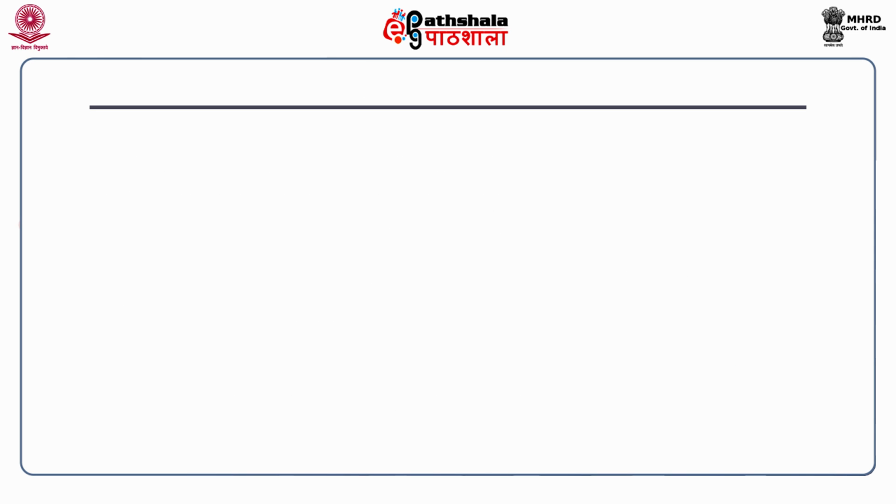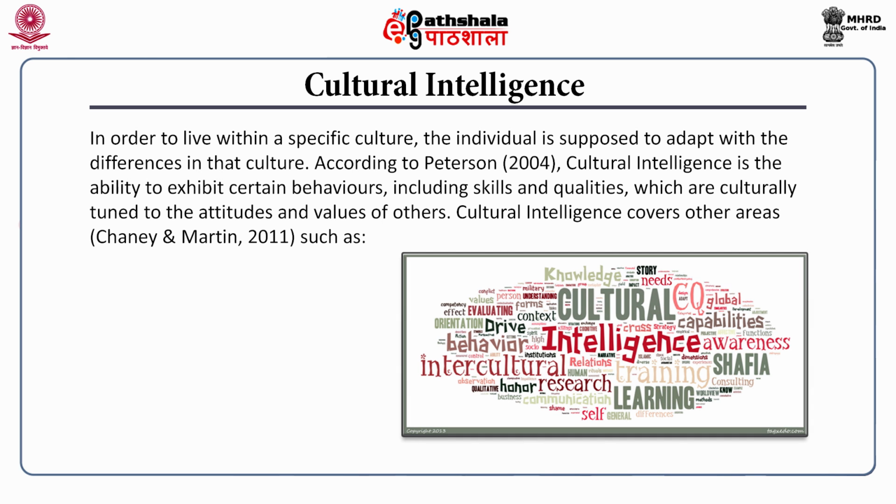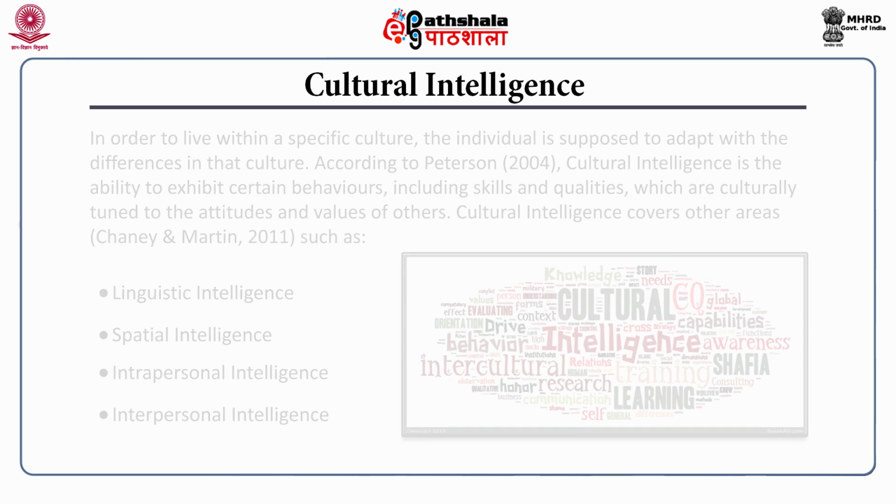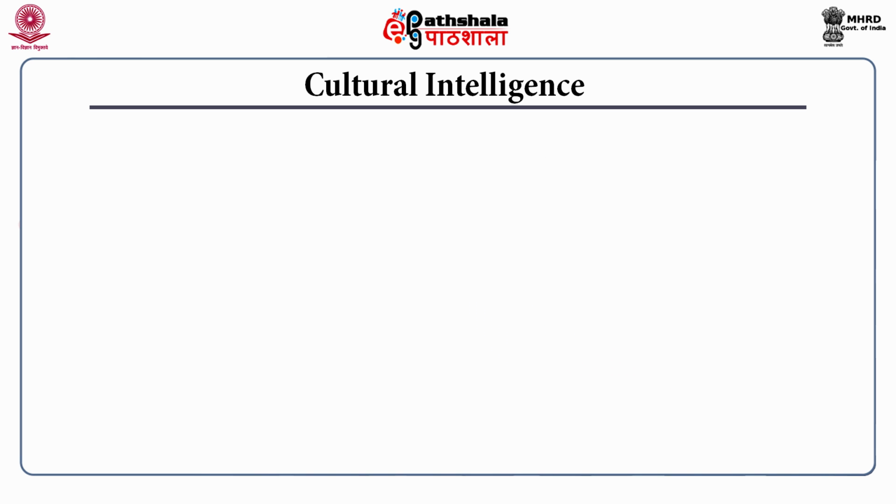And the third point is cultural intelligence. In order to live within a specific culture, the individual is supposed to adapt to the differences in that culture. According to Peterson, 2004, cultural intelligence is the ability to exhibit certain behaviors, including skills and qualities, which are culturally tuned to the attitudes and values of others. Cultural intelligence covers some other areas also, like linguistic intelligence, spatial intelligence, intrapersonal intelligence, and interpersonal intelligence. Now, let's explain all these types of intelligences.